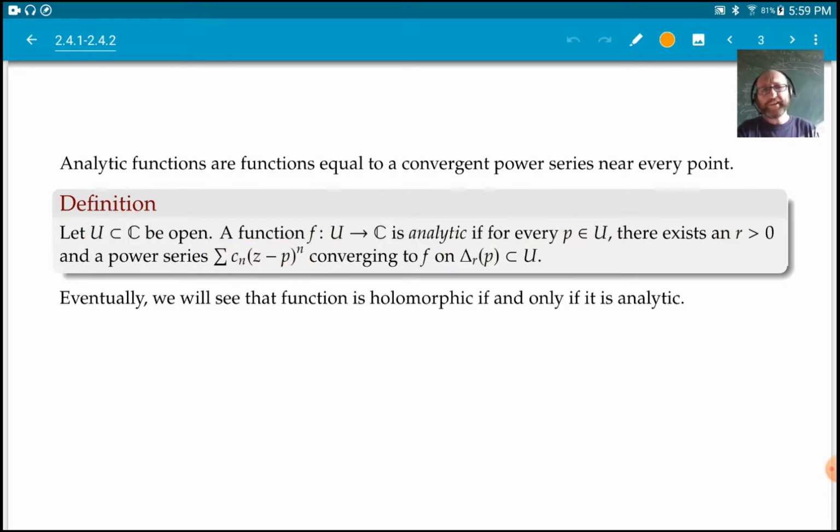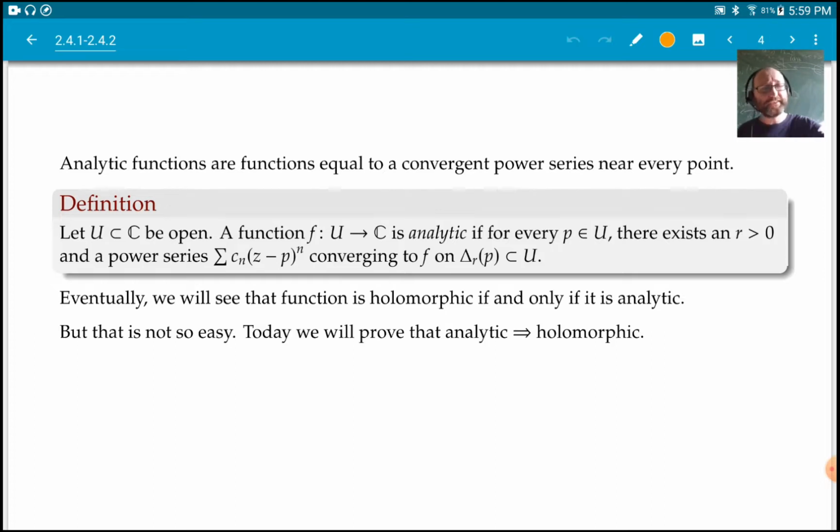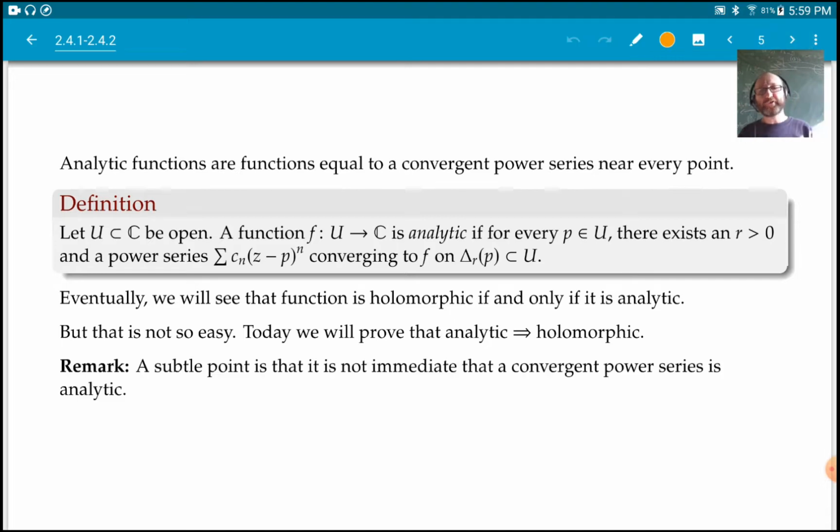So eventually, we'll show that holomorphic functions are analytic. Today we're actually going to show the opposite. We're going to show that analytic functions are holomorphic. One direction is a bit harder to prove, so we'll wait with that for later.